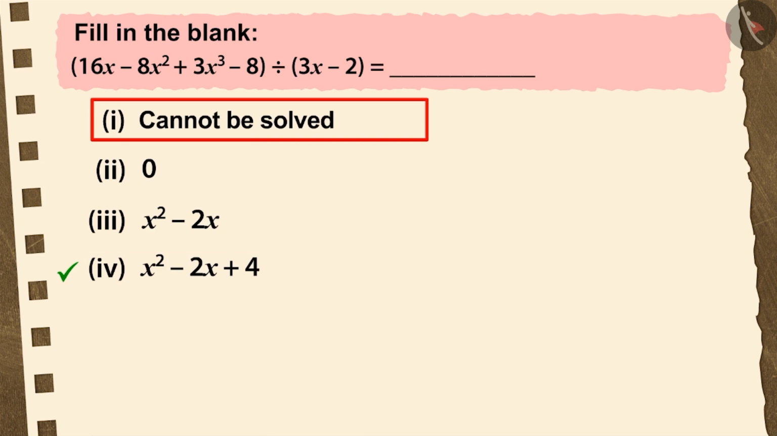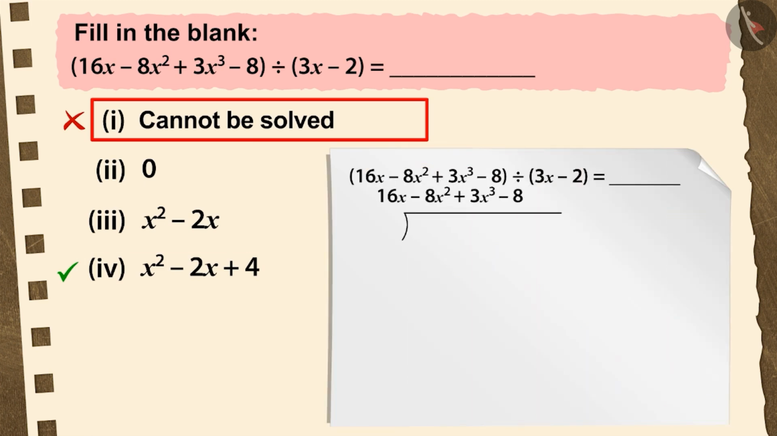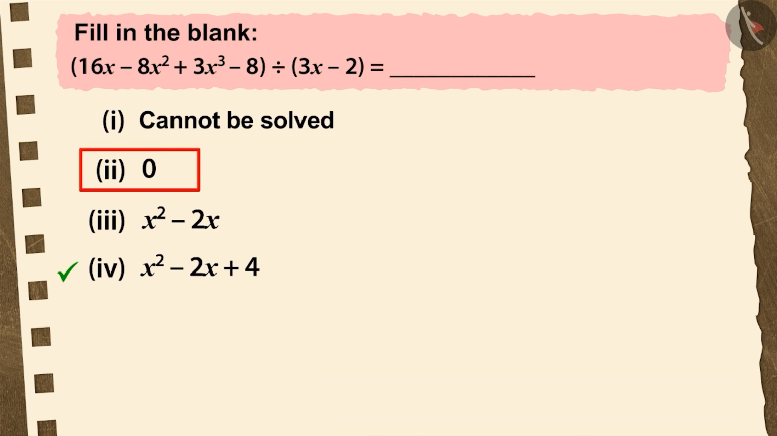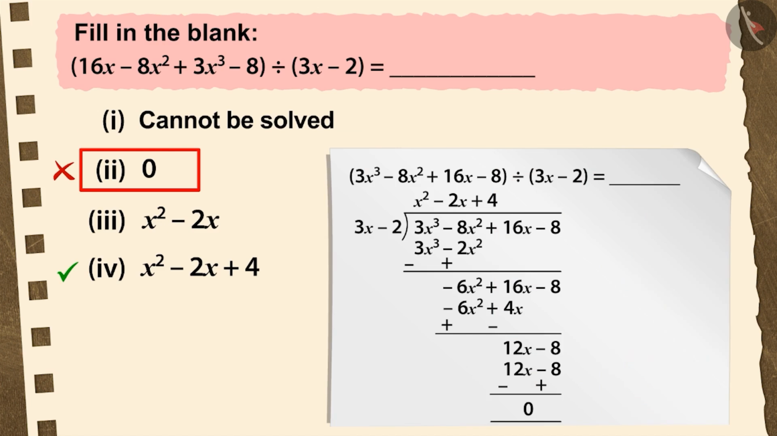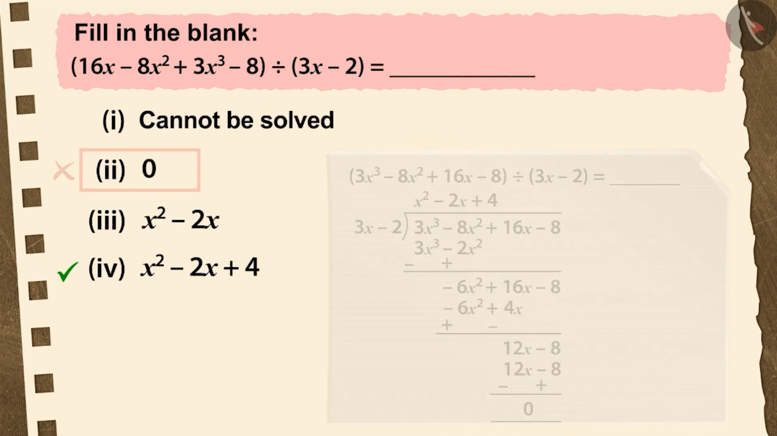If you have chosen the first option, it is a good try. But this is the wrong answer because before starting the division process, you did not write the dividend in the standard form, because of which it is almost impossible to solve this division question. If you have chosen the second option, it is a good try. But this is also an incorrect answer because in place of the quotient, you have chosen the remainder.